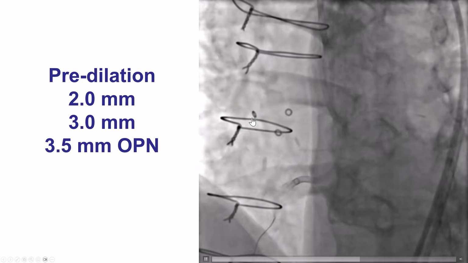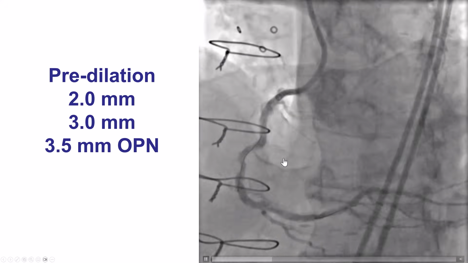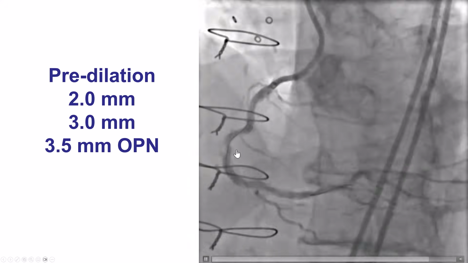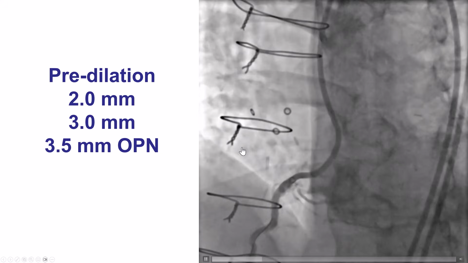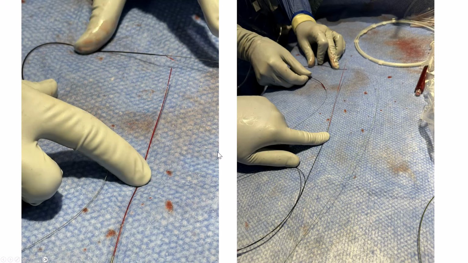We predilated the lesion. It was hard to cross, but then we were able to get a 3.5 millimeter OPN that seemed to improve the stenosis, but although the balloon expanded, there was recoil of the lesion. And also, we made a mistake, which is inflating it over the standard Minamo guide wire, and then the OPN got stuck on the wire. As we were pulling it back, the shaft broke, and we have the balloon left inside the guide catheter.